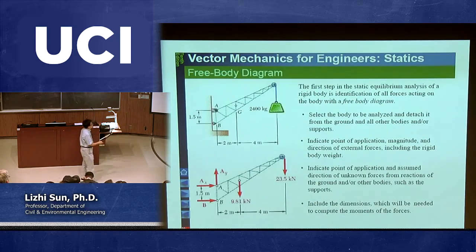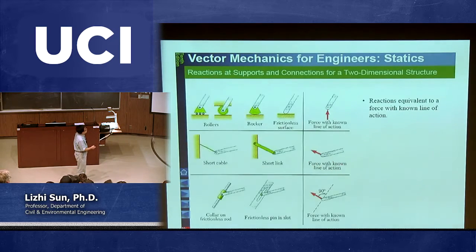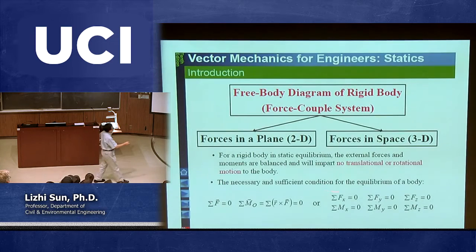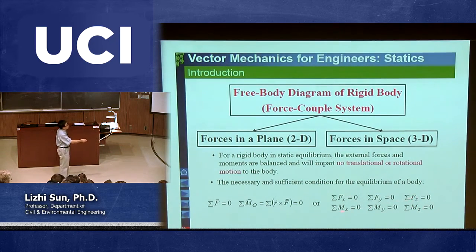For two-dimensional problems, we finally end up with 3 equations because among these, this and this are independent. This is the trivial equation, and then you basically collect the moment equation in terms of the z-axis by picking any point you like. So these 3 equations are the independent equations. All the other 3 are dependent or trivial equations.